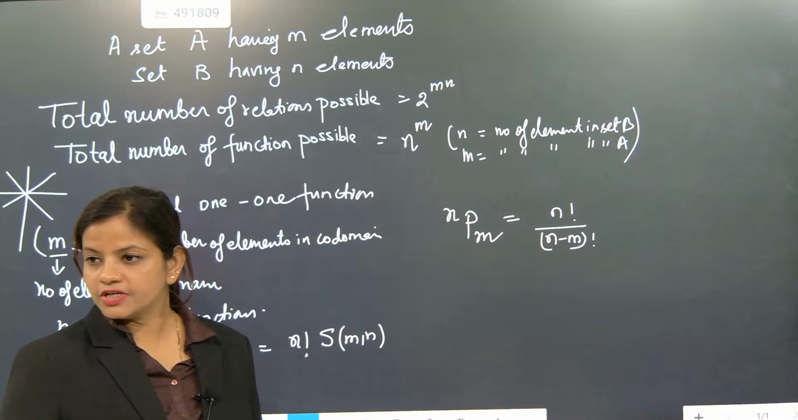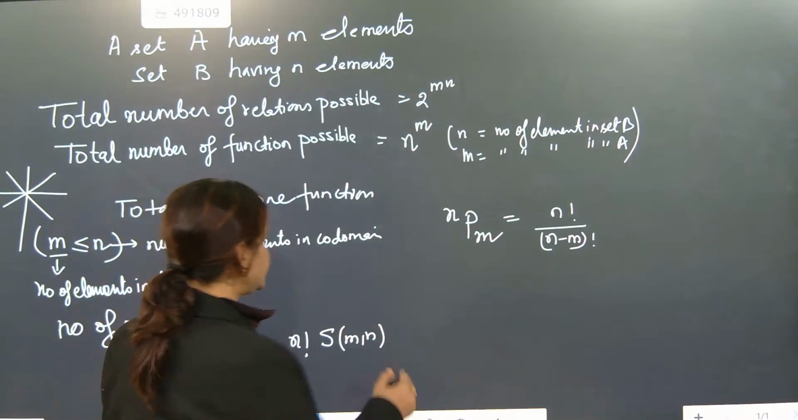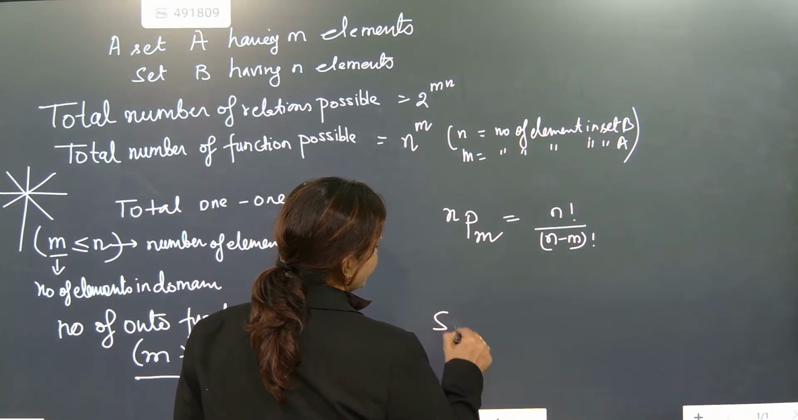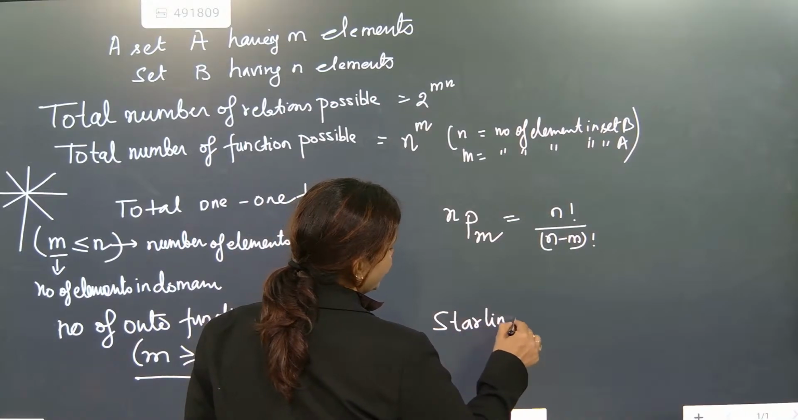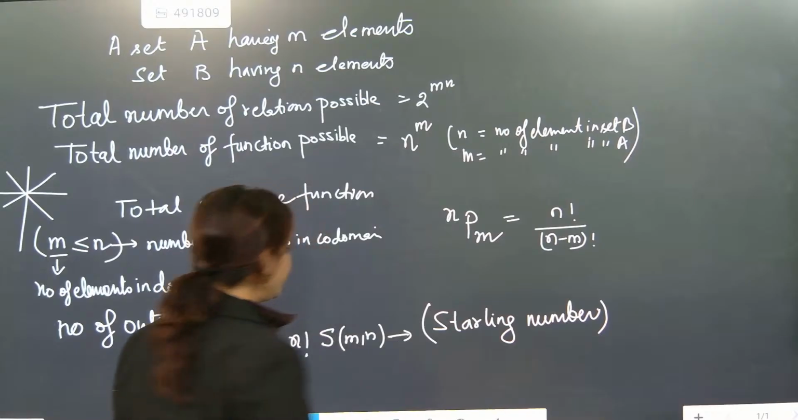I hope you have understood. S(m, n) is called a Stirling number. Write down: Stirling numbers. What is actually the meaning of Stirling numbers?